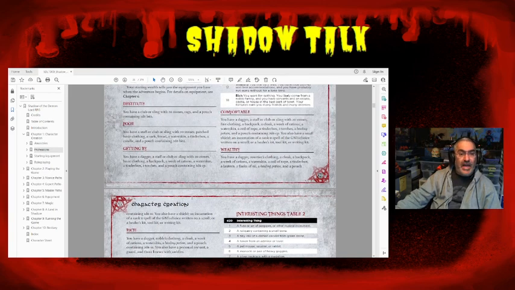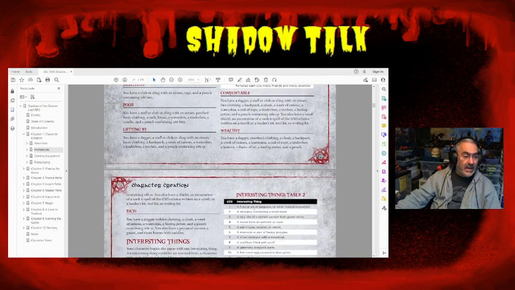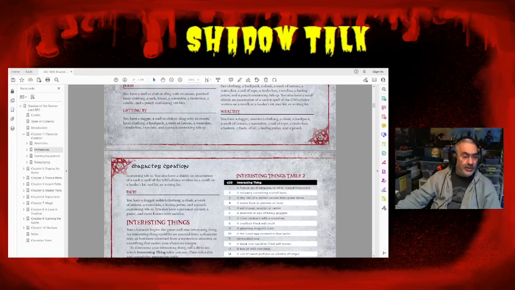All right, so that is how you equip your 0 level character. Fairly quick and easy. As long as you roll on the table, you get what you get, and you write down in your character sheet all the stuff that you get with the lifestyle that you randomly selected.